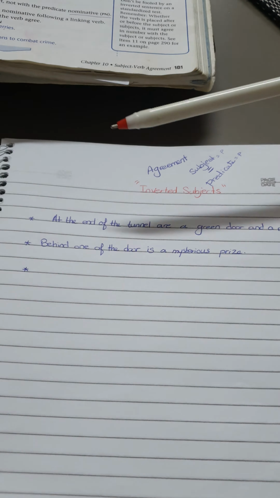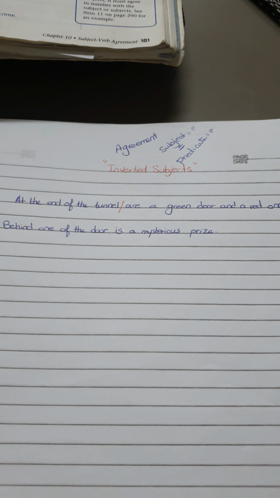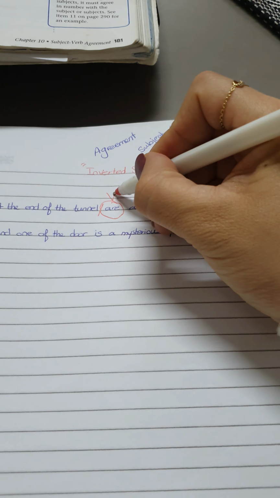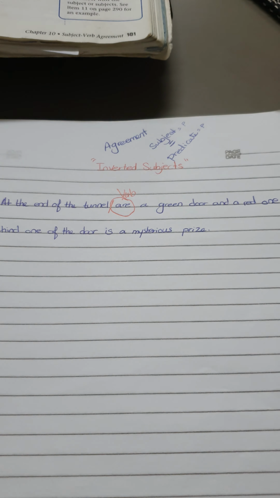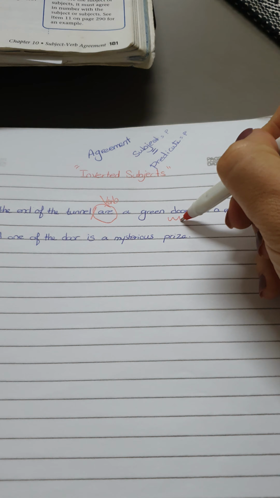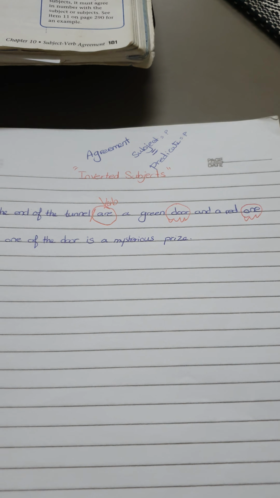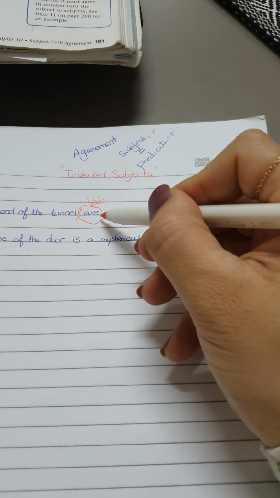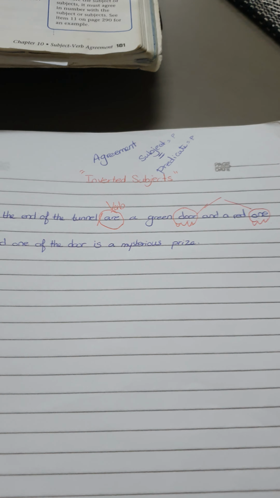At the end of the tunnel is a prepositional phrase. Okay? Are here is the verb. Are here is the predicate. What are at the end of the tunnel? Door. One. Door and one. These are the subjects. I have two subjects, so the verb will be plural.